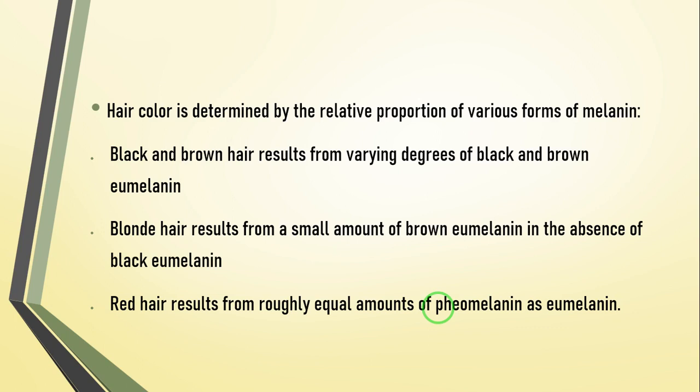Red hair usually contains equal amounts of both the pheomelanin, which is responsible for yellow-red, and in addition the eumelanin, which could be black or brown. So if both the pheomelanin and the eumelanin are found in equal quantity, the result will be red hair.